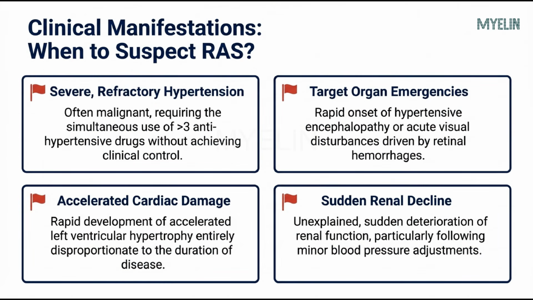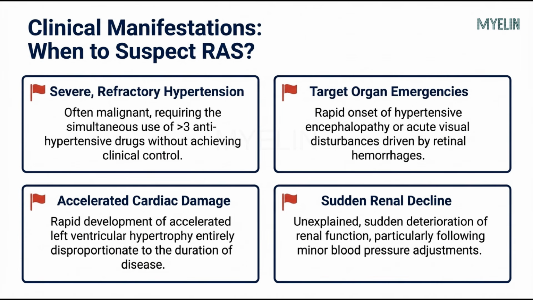How does this manifest in the clinic? And when should you actively suspect renal artery stenosis? There are 4 major red flags. The first is severe refractory hypertension. These patients often have malignant blood pressures requiring the simultaneous use of 3 or more antihypertensive drugs without achieving clinical control.